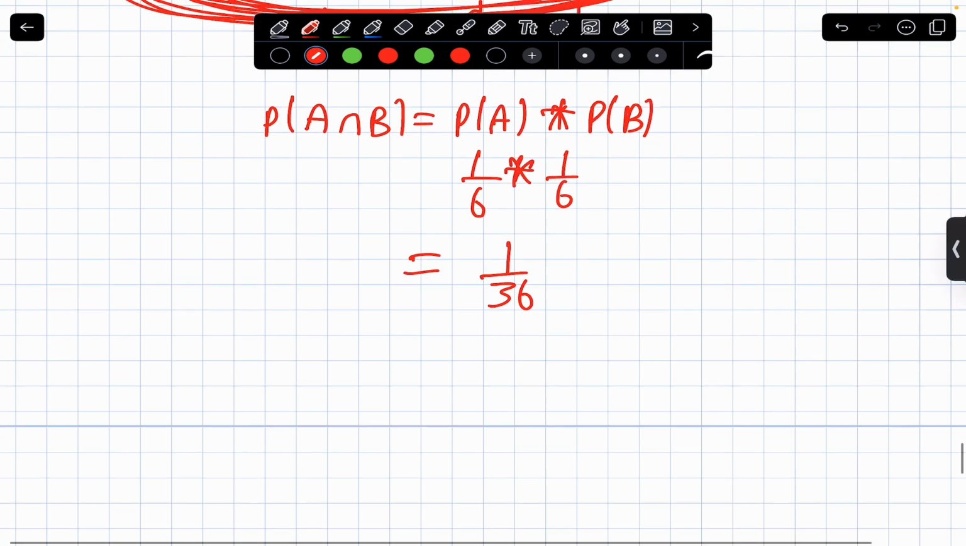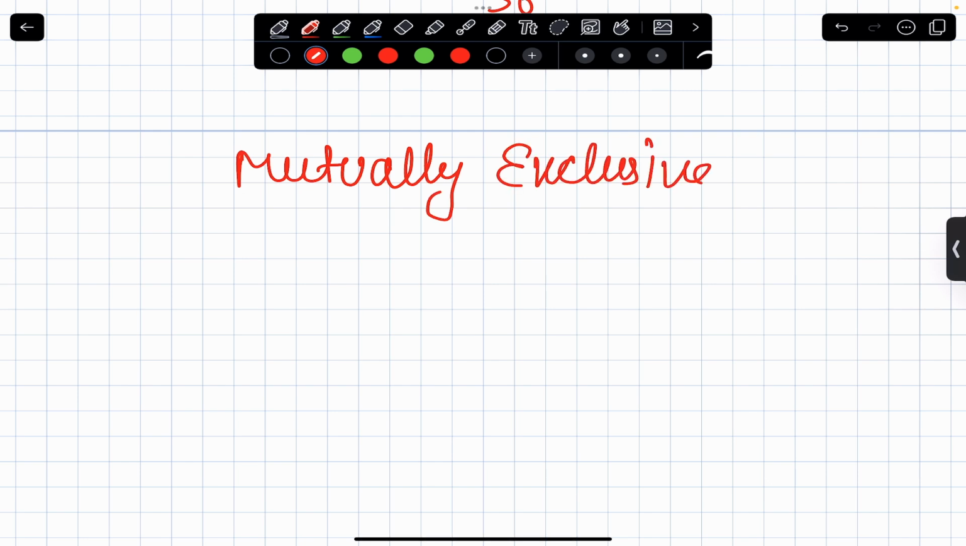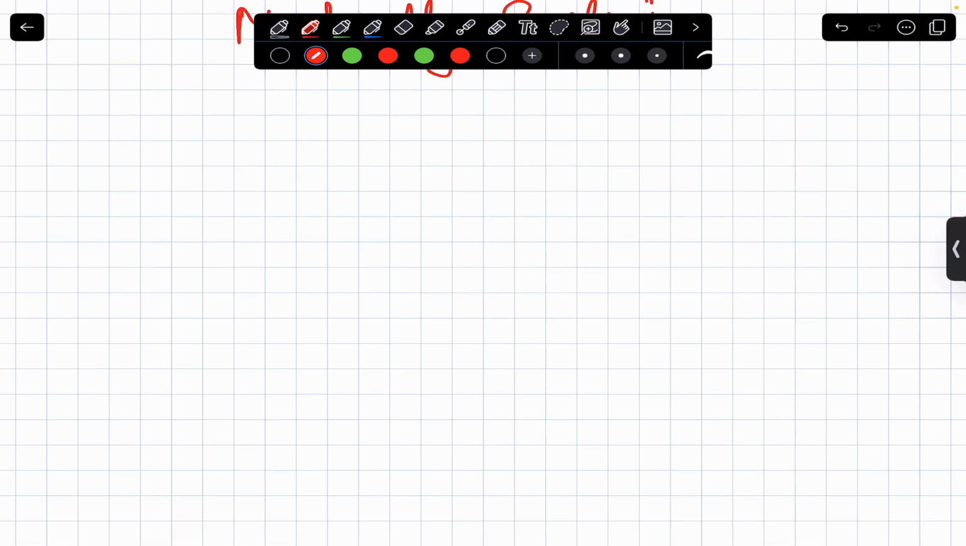Now, moving ahead, we have another topic, which is mutually exclusive, a very important thing. So what does mutually exclusive mean? Mutually exclusive means events that cannot occur at the same time. If those events cannot occur at the same time, there won't be an intersection between them.